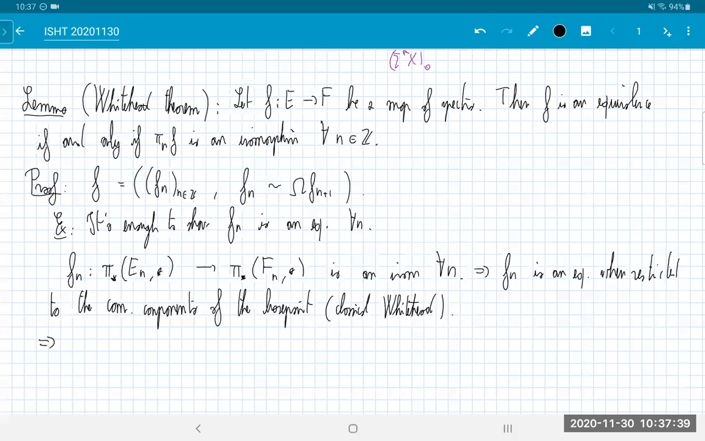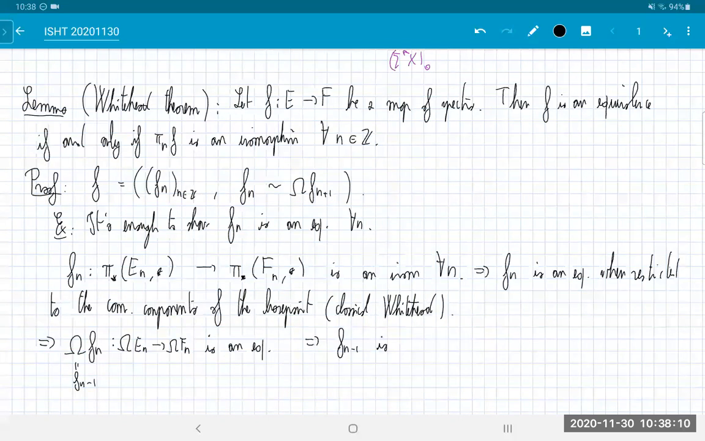But that implies that Ω F_n, from Ω E_n, is an equivalence, since Ω E_n and Ω F_n depend only on the connected component of the base point. But that's just F_{n-1}. So F_{n-1} is an equivalence for every n in Z. But okay, that's just reindexing now. And that's what we want.